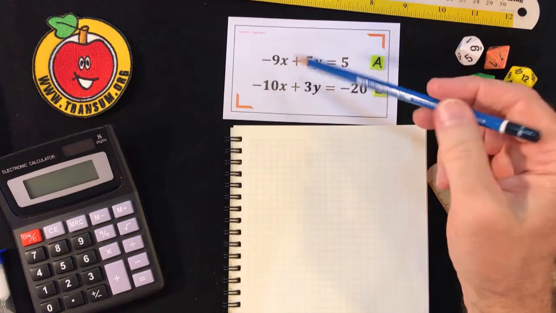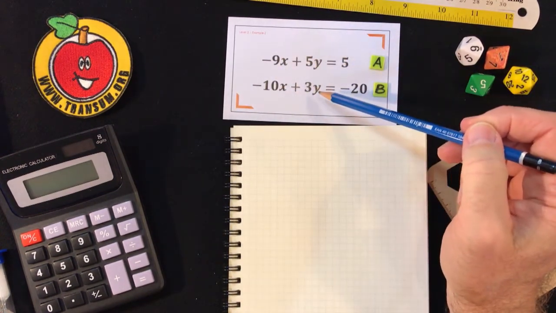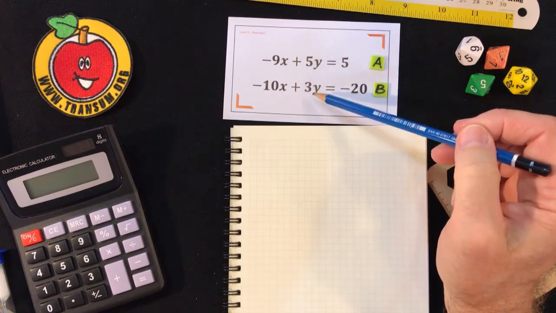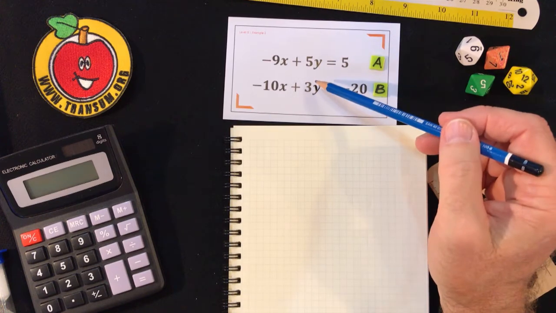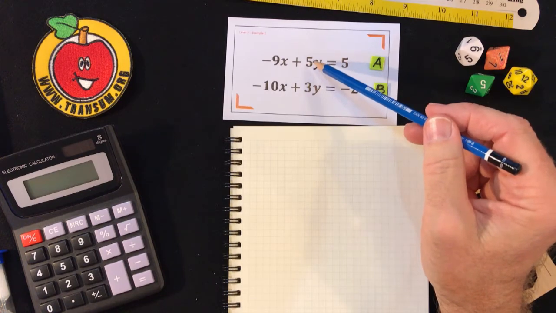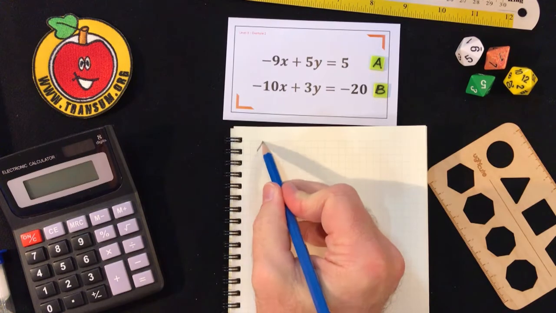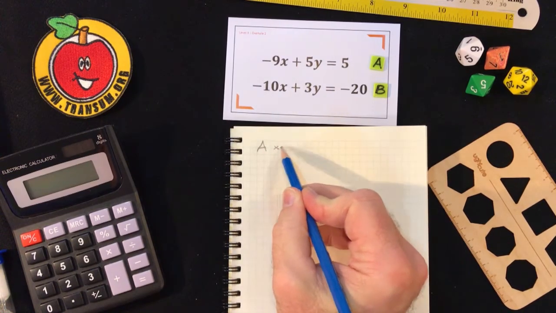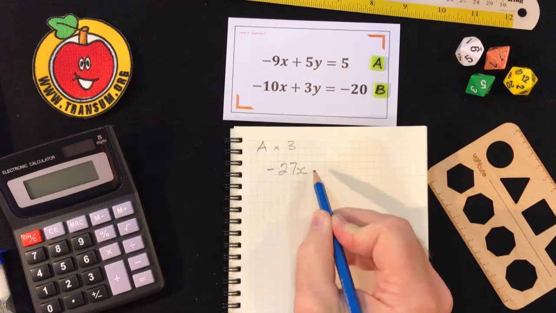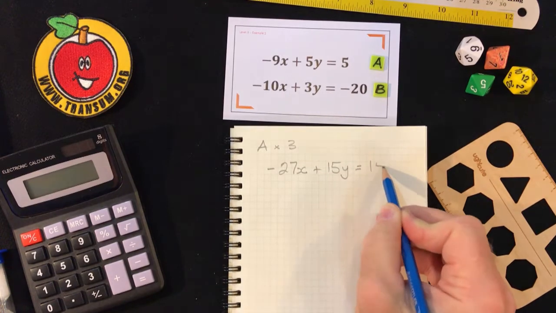Right, let's see. Looking at the letters, we've got 9x and 10x negatives, and we've got 5 and 3. I think I'll go for the 5 and 3 and try and get the y's in a form that I can eliminate. So the lowest common multiple of 5 and 3 is 15. So I'll multiply this equation by 3 and this equation by 5. Here we go. A multiplied by 3 gives me minus 27x plus 15y equals 15.